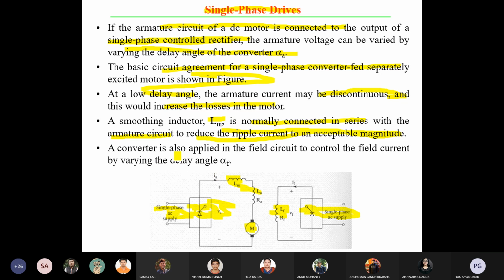The converter is also applied in the field circuit to control the field current by varying the delay angle alpha f. So for the field circuit, the field winding also, there is some converter, and you are changing them. Okay, alpha f.